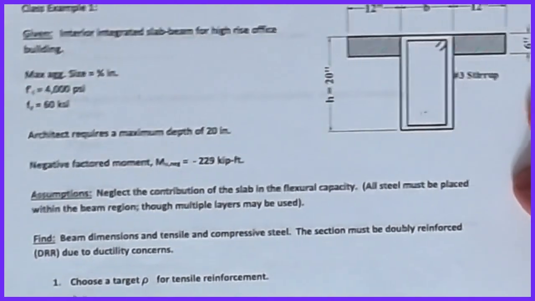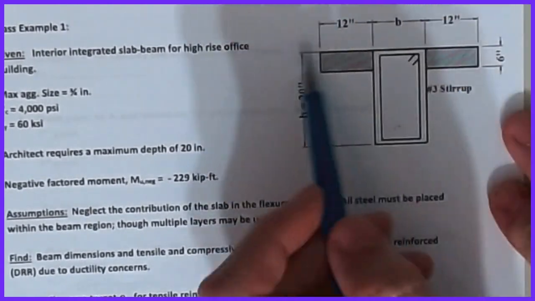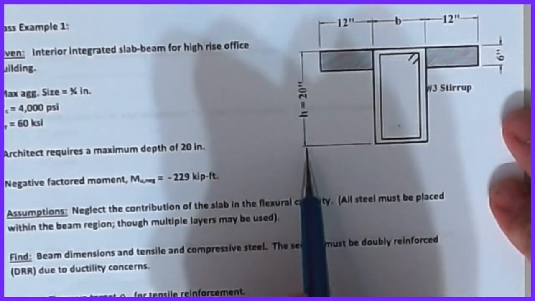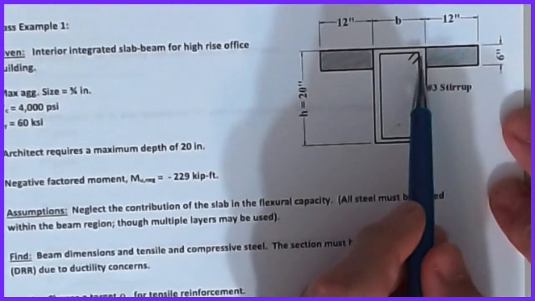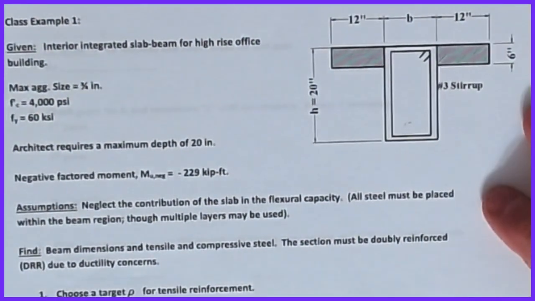So what I've done is I've set up that the slab is 6 inches thick. Not that that matters. We have 12 inches on the ears of this thing, and then I have a b width and a depth overall of 20 inches. Now maybe this is coming out of those minimum tables or an architectural requirement. I don't know. And then for now we'll assume that there's a number 3 stirrup that's being assigned right there.